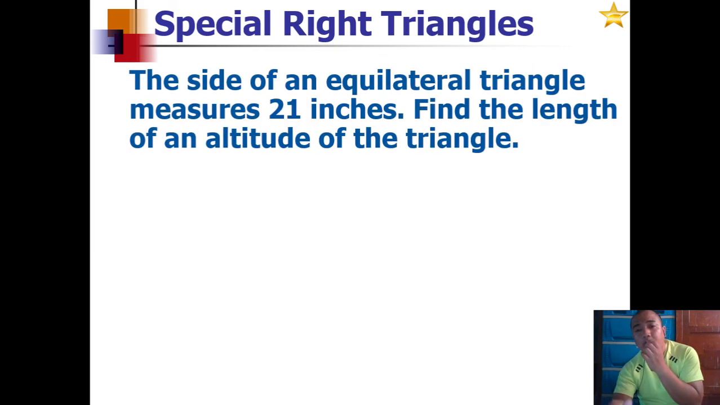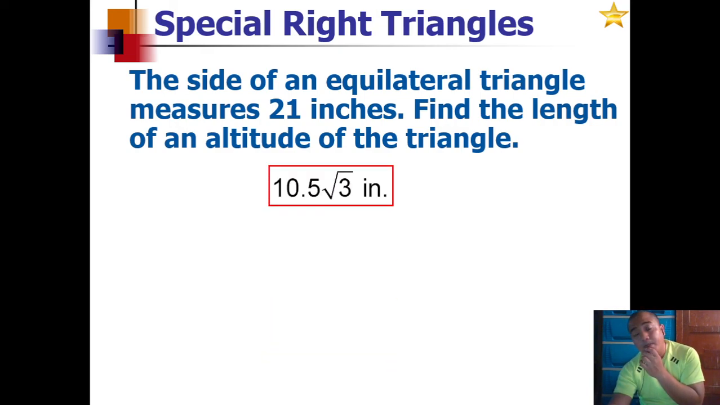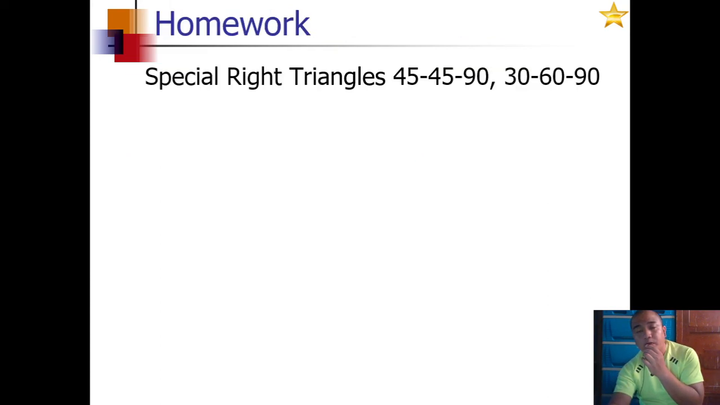The side of an equilateral triangle measures 21 inches. Find the length of the altitude of the triangle. O, paano yan? 21/2 square root of 3, diba? Or 10.5 square root of 3 inches. So, yan. Bale, yung hypotenuse is 21 inches. So, solve for the shorter leg, 10.5. And to solve for the longer leg, 10.5 square root of 3 inches. Which is the altitude.